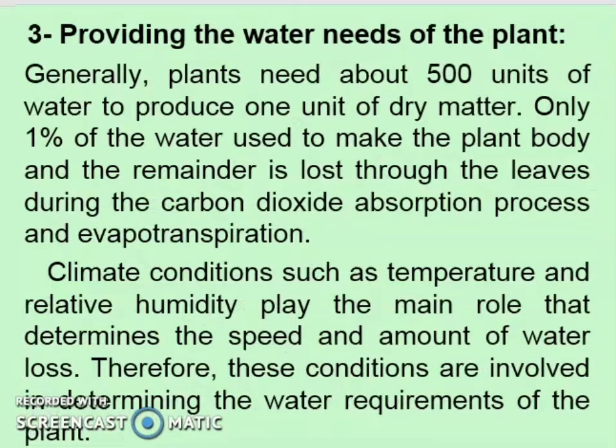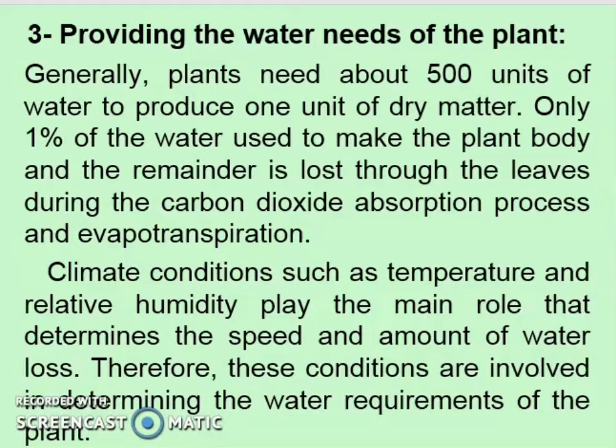Number 3, providing the water needs of the plant. Generally, the plant needs about 500 units of water to produce 1 unit of dry matter. If you want to produce 1 kilogram of dry matter of the plant, then you need 500 kilograms of water. Only 1% of the water is used to make the plant body, and the remaining is lost by evapotranspiration. Imagine, only 1% enters the plant body, and the 99% is lost by evapotranspiration.